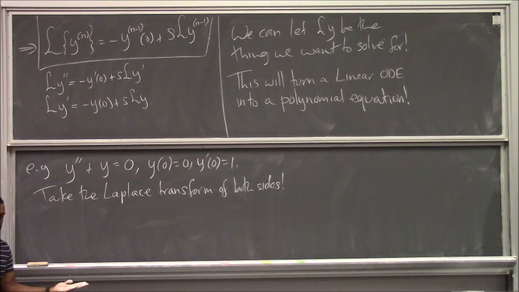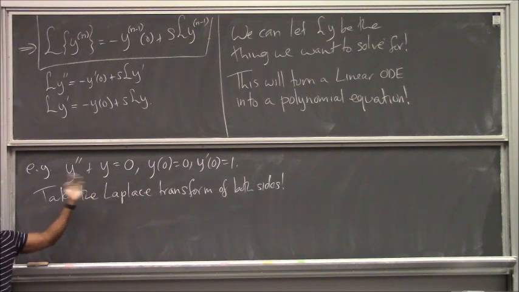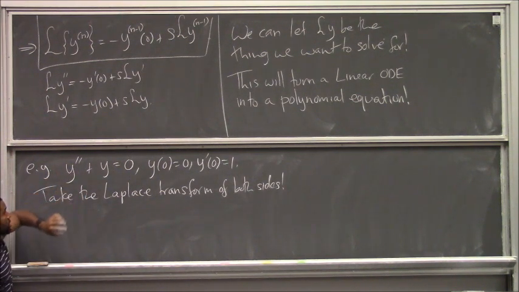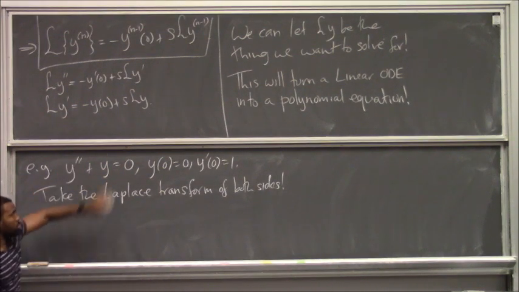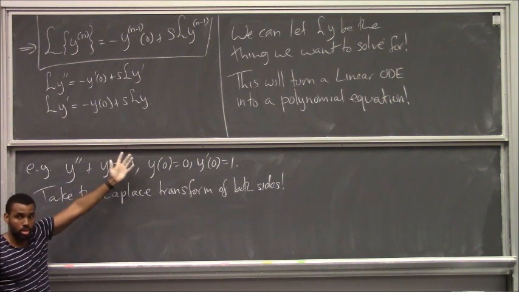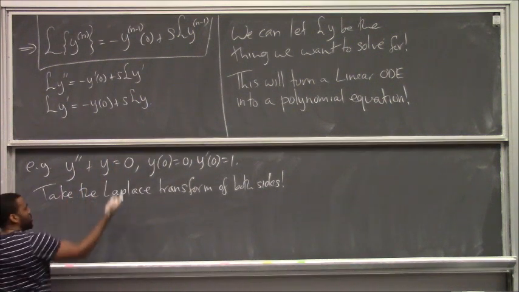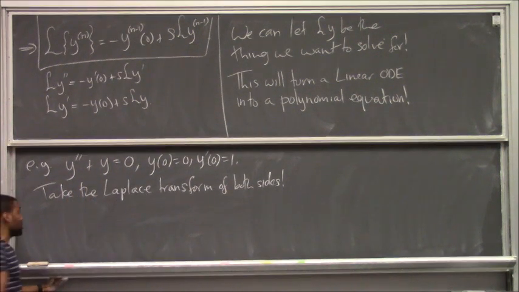Now, because the Laplace transform is really an integral transform, the Laplace transform of a sum is just the sum of the Laplace transforms, right? It's the integral distributed across the sums. So I can take the Laplace transform of each term separately. I'm going to take the Laplace transform of y double prime, the Laplace transform of y, and the Laplace transform of 0. The Laplace transform of 0 is just going to stay 0.